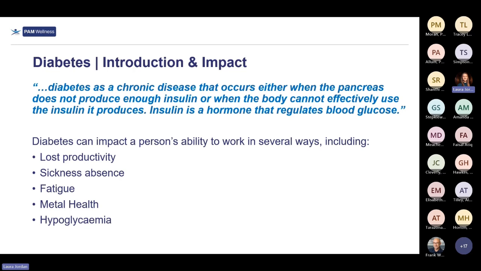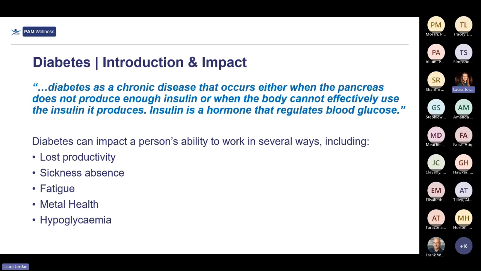So firstly, let's consider that definition of diabetes, just so that we all know what we're talking about today. The World Health Organization defines diabetes as a chronic disease that occurs either when the pancreas does not produce enough insulin or when the body cannot effectively use the insulin it produces. And insulin is a hormone that regulates blood glucose. You'll most commonly know of two main types of diabetes, not to say that this isn't all exclusive: type 1, where the body's immune system attacks and destroys those insulin producing cells, and type 2, where the body doesn't produce enough insulin or the cells don't respond to insulin properly.